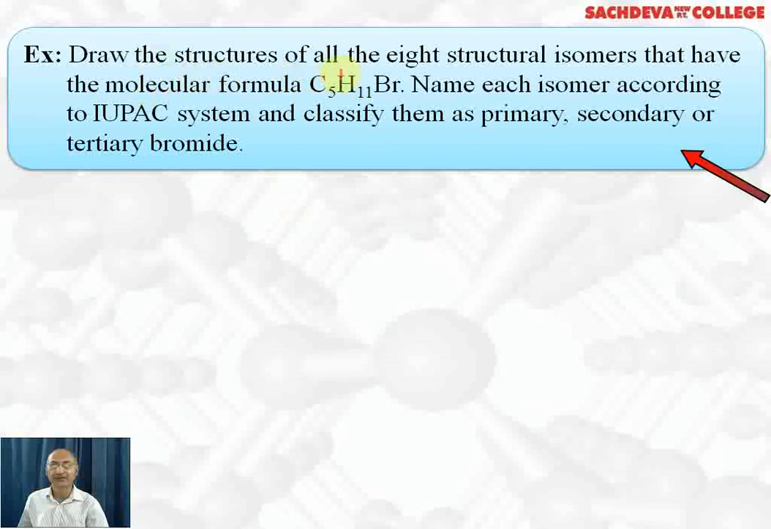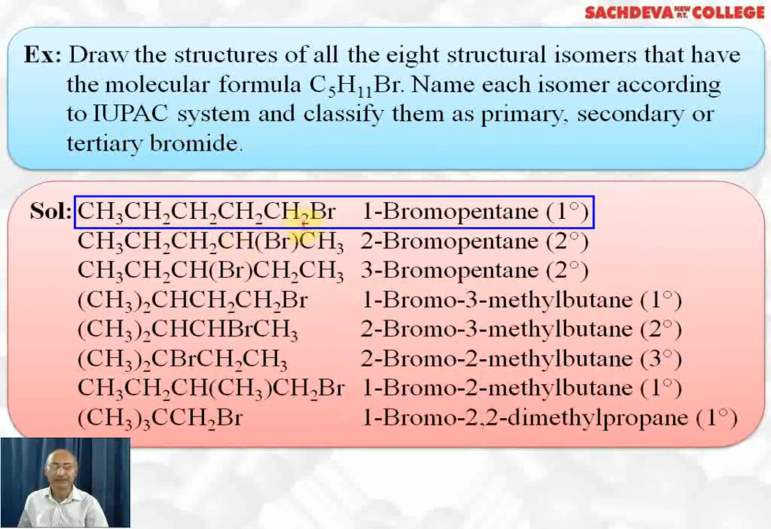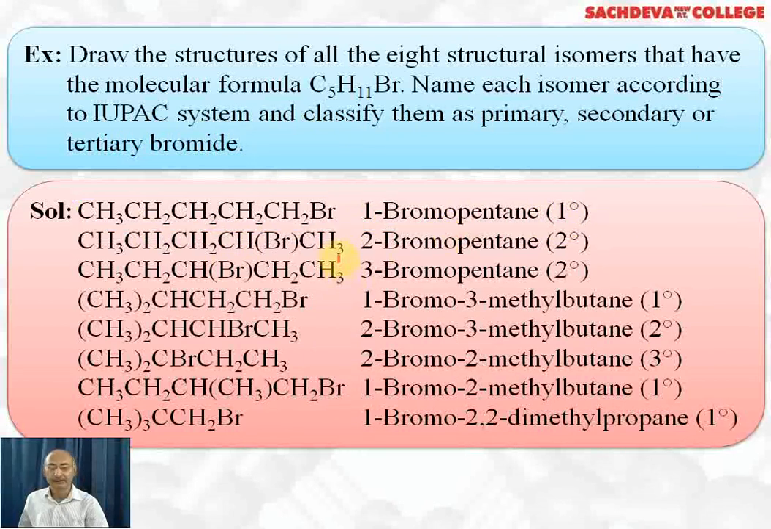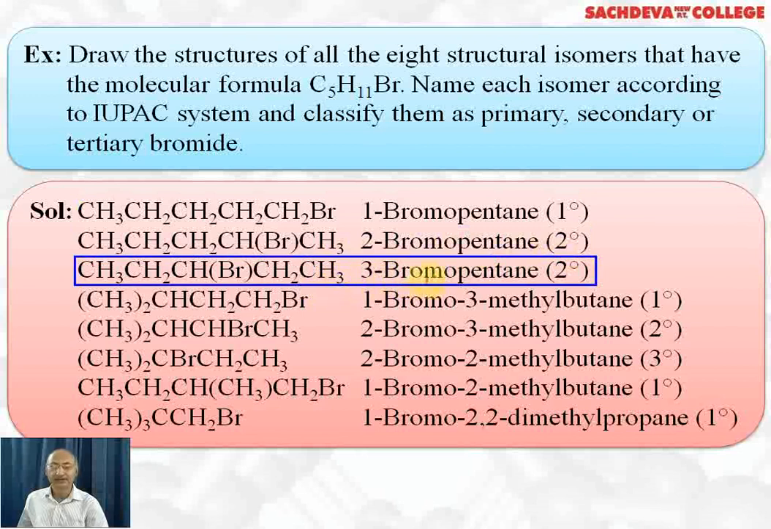Next, we are taking questions based on nomenclature. Draw the structures of all the structural isomers that have the molecular formula C5H11Br. Name each isomer according to the IUPAC system and classify them as primary, secondary, or tertiary bromide. The first one is 1-bromopentane. Br is attached to a primary carbon. It is called a primary halide. The second one is 2-bromopentane. It is secondary. The third one is 3-bromopentane. This is also secondary.